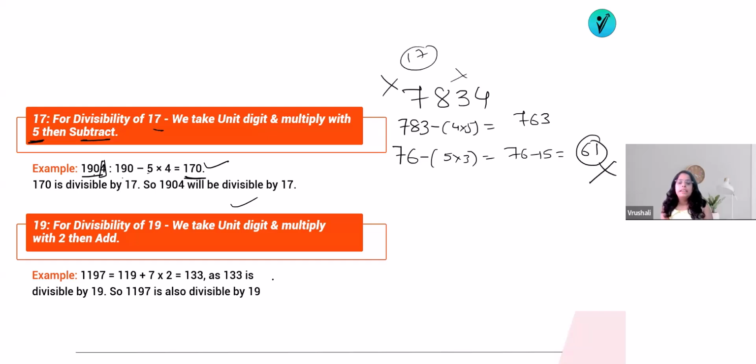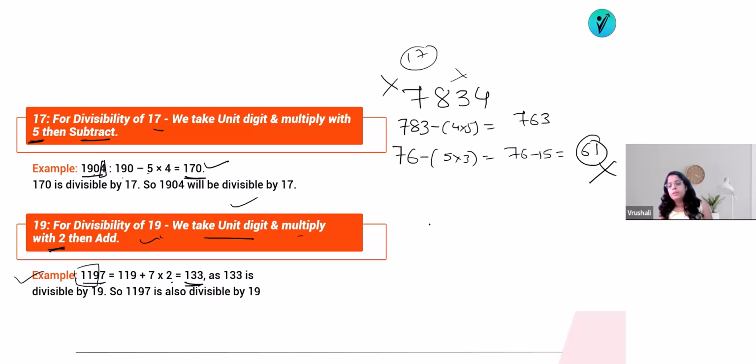That's it. And the last one is for 19, for which we take the unit digit, multiply it with 2 and then add it. Like for 7, we were multiplying with 2 but subtracting; here we will add it. Suppose the number is 1197. You take 119 plus 2 times 7, that means 14, which will be 133, and 133 is divisible by 19. So this whole number is divisible by 19.